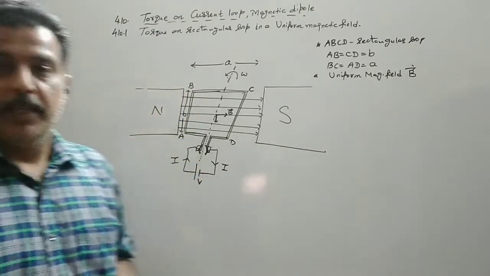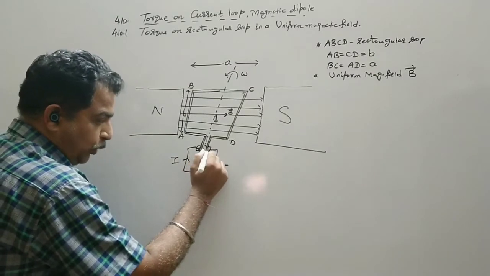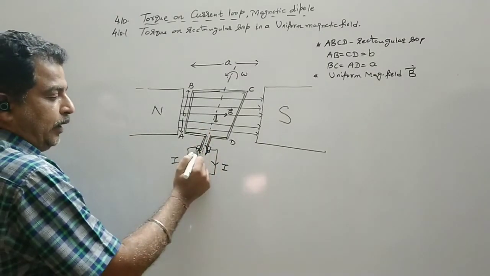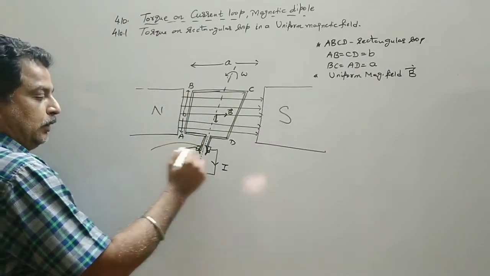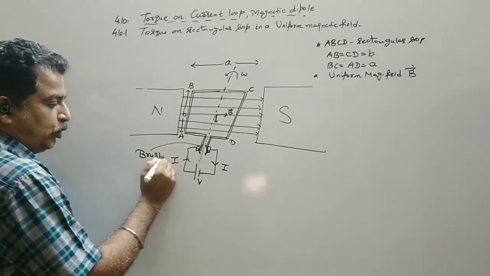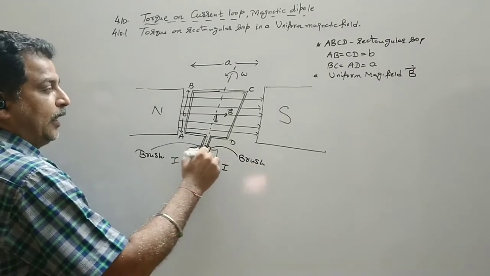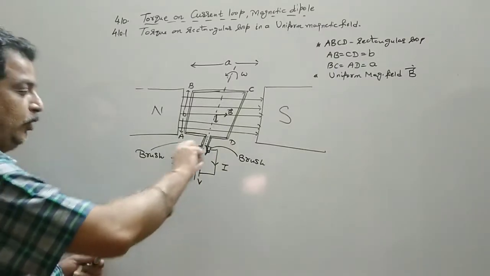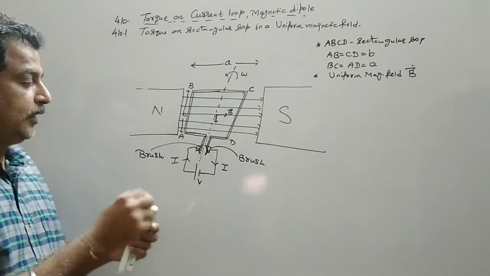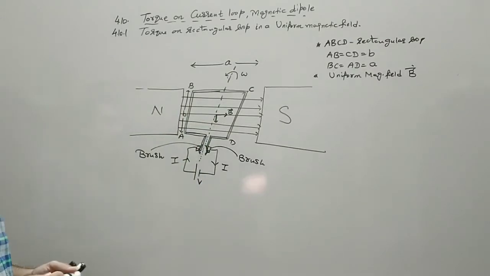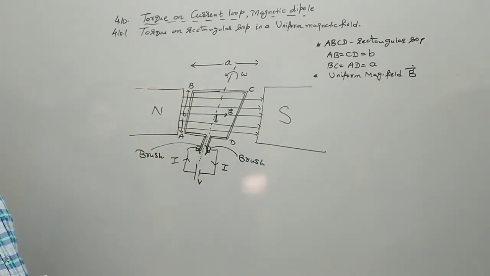We will also see how this rectangular loop will rotate. So these are the two rings which are connected to the rectangular loop, and these are the two brushes through which the current is sent through the rectangular loop. These two brushes are fixed and the rings are connected with the rectangular loop. So the ring just touches the brushes. They are not connected. They touch each other because this rectangular loop will rotate due to torque acting on it. So now this is the situation.